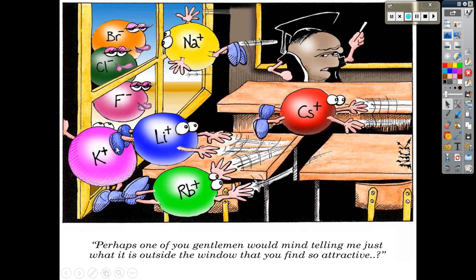Why are the atoms, well, now they're ions because they have charges, why are they flying towards that special group outside the window? This guy has no charge. Why isn't he flying out?